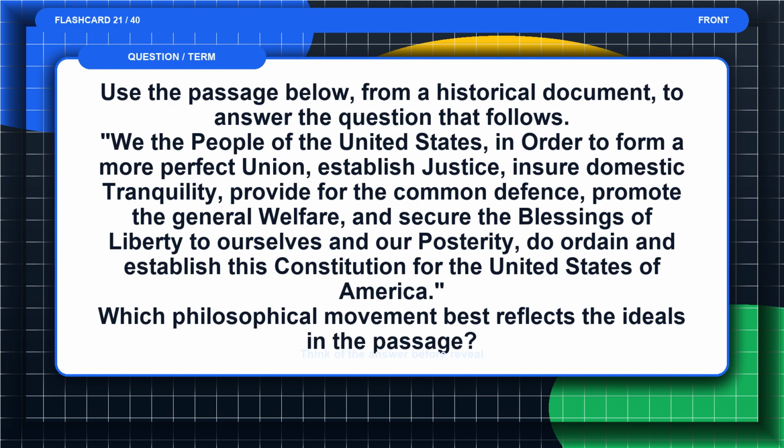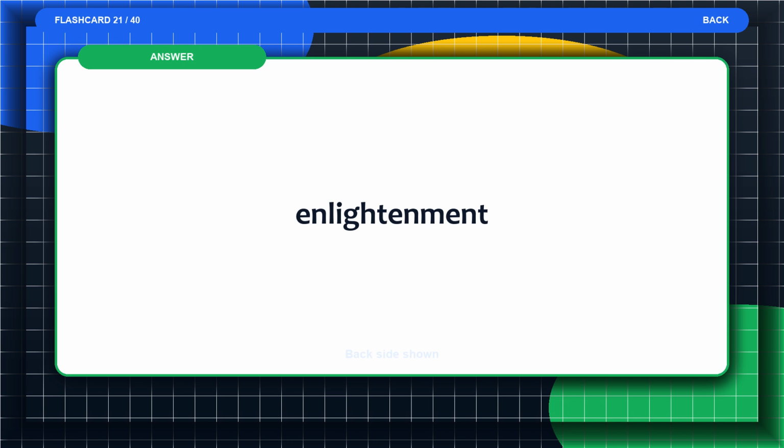Flashcard 21. Use the passage below from a historical document to answer the question that follows. We, the people of the United States, in order to form a more perfect union, establish justice, ensure domestic tranquility, provide for the common defense, promote the general welfare, and secure the blessings of liberty to ourselves and our posterity, do ordain and establish this Constitution for the United States of America. Which philosophical movement best reflects the ideals in the passage? Think of the answer before the reveal. The answer is Enlightenment.